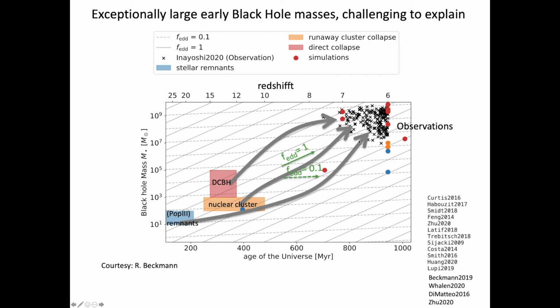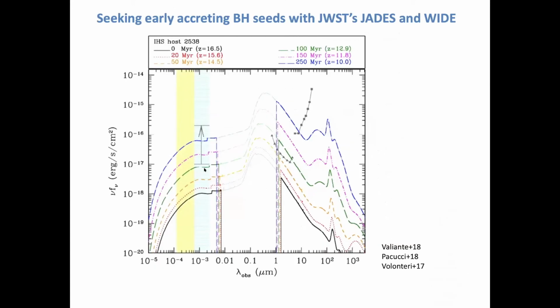And one of the goals is, of course, to test these theories by directly detecting the early accretion on these seeds, small black holes in the early universe. And this, for instance, is a prediction from a model on the evolution of one of these black hole seeds between redshift 16 and 10. And with the sensitivity of the wide JADES survey, we expect to detect at least a few of these primeval black hole seeds, and therefore constrain these different scenarios.